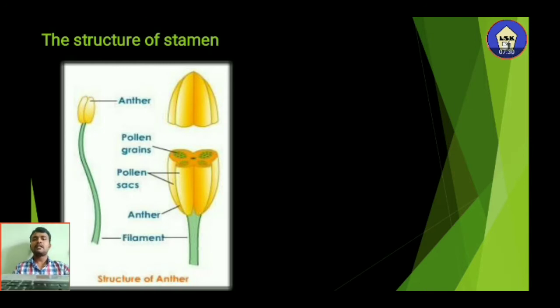The stamen consists of three important parts. The first one is called the filament. The stalk of the stamen is called the filament. The length of this filament varies. In some flowers, the filament may be absent. If the stamen does not contain a filament, that stamen is called a sessile stamen.